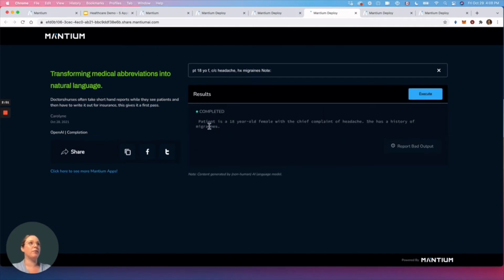Great, so we have a patient who is an 18-year-old female with the chief complaint of headache. She has a history of migraines.